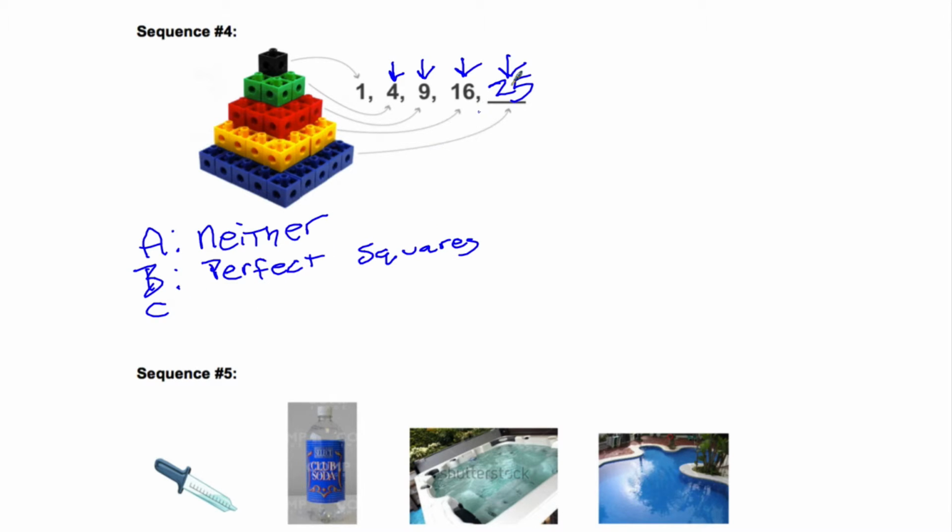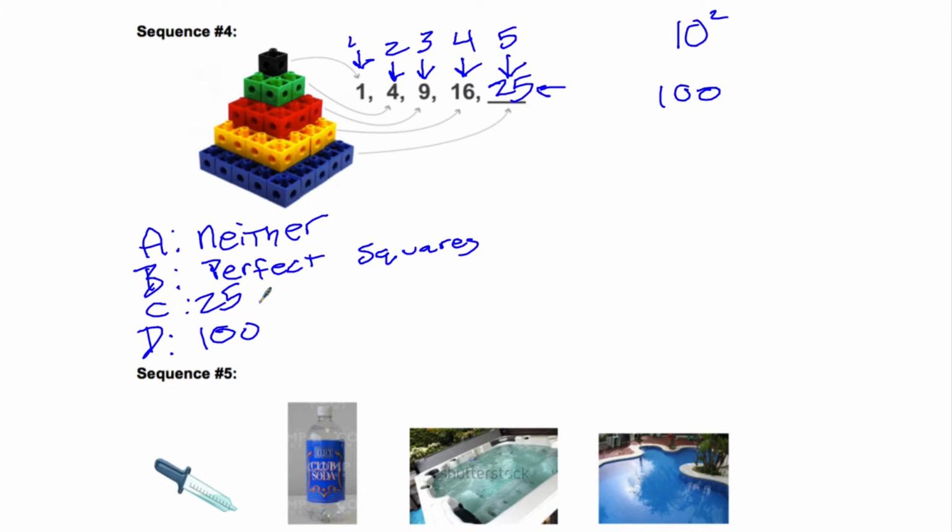C, it wants to know the next term. Well, we figured that out right there. It's 25. And then D, keep that going. So that's 1 squared, 2 squared, 3 squared, 4 squared, 5 squared, and you keep going till 10. What would 10 squared be? It'd be 100. So the 10th term would be 100. And you can just keep going all out and just count if you want.